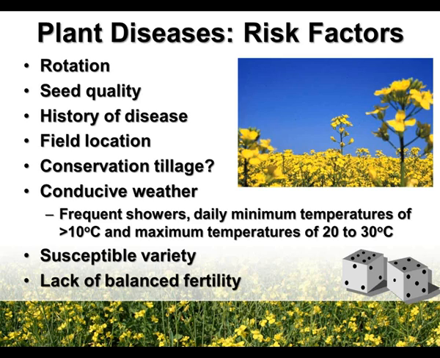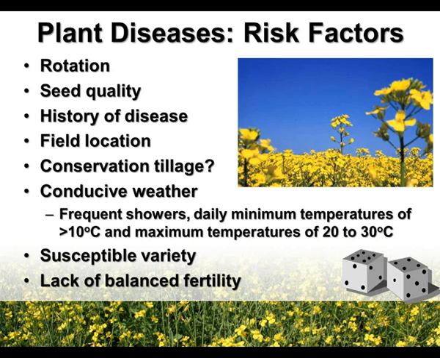So field location can be a big problem and risk factor as far as whether you have problems with things like Sclerotinia, blackleg, or perhaps potential introduction of clubroot. Conservation tillage, I've got a big question mark there. We've done a lot of work on this, and if you look at research in the prairies, you look at research in central Canada and elsewhere, really crop rotation and weather are probably the two biggest factors of influencing disease risk.